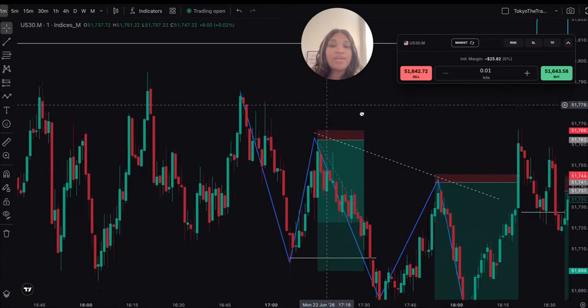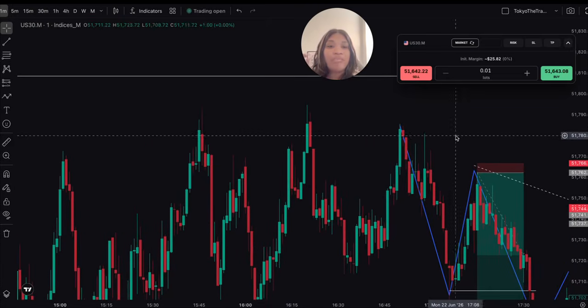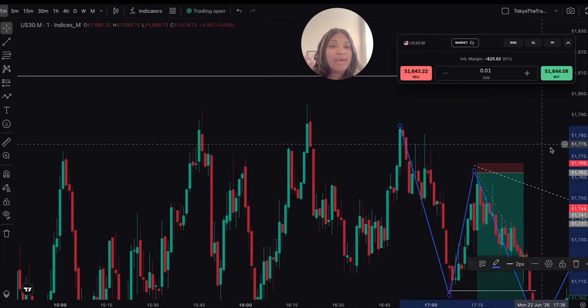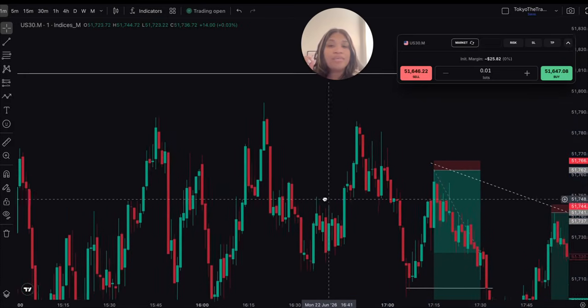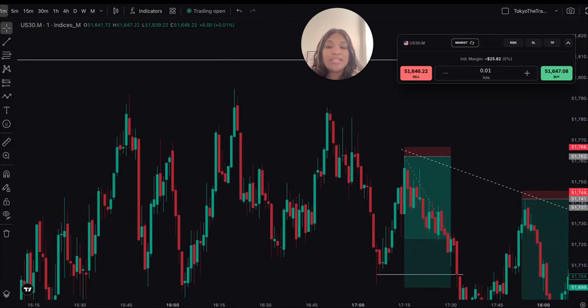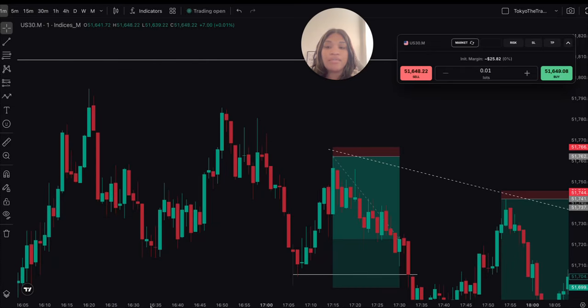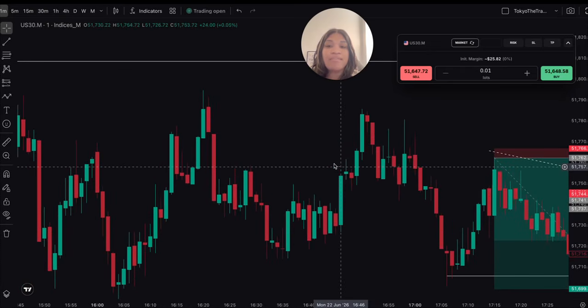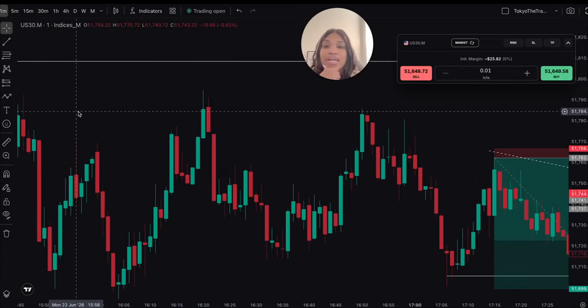Now, I want to talk about imbalance. When we leave fair value gaps, when we leave imbalance behind, price comes back to fill in that imbalance. And here's a prime example. Price has taken off here. Now, let me show you what imbalance is. Imbalance is when you have a candle and there's space behind and in front of the candle. And this is where orders have been left behind.